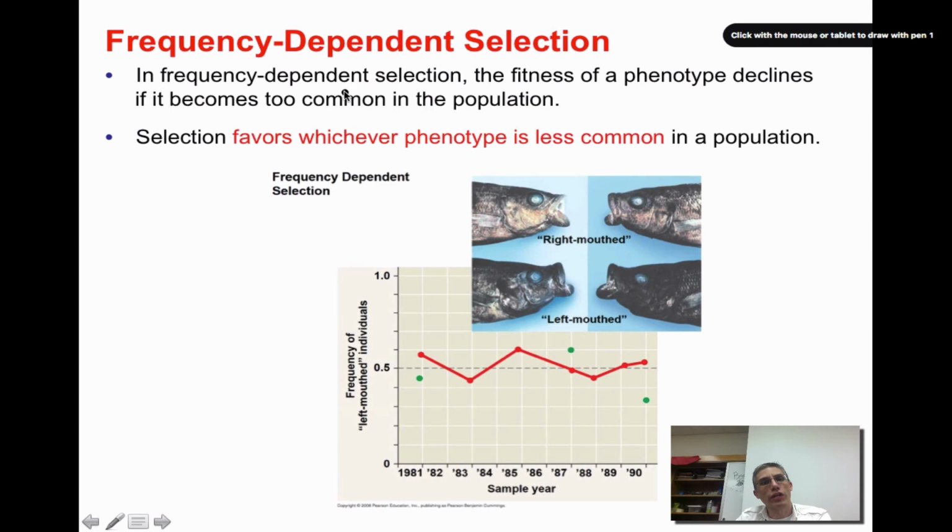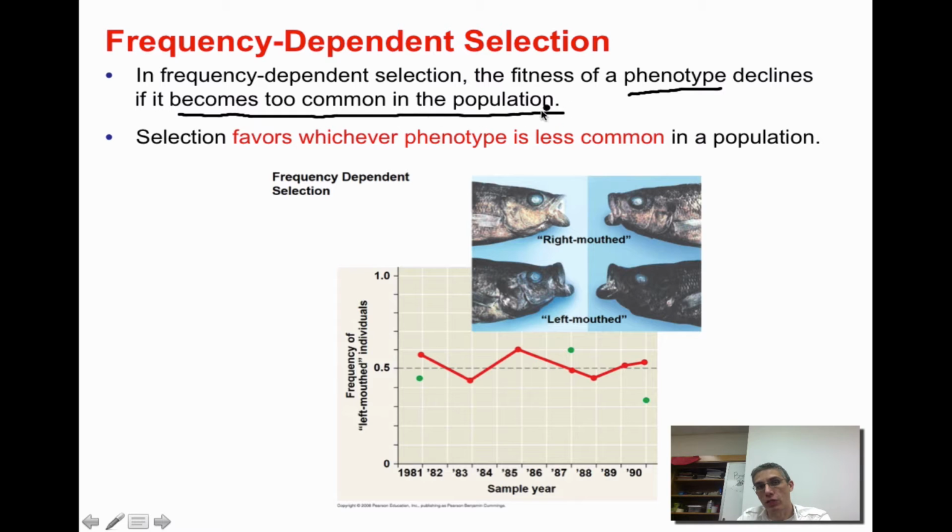Now, another thing to think about when you're talking about natural selection is something called frequency-dependent selection. In frequency-dependent selection, the fitness of the phenotype declines if it becomes too common in the population. In other words, selection is going to favor the phenotype that is less common in a population. So here we have a couple of examples of fish. These are considered right-mouthed. These are considered left-mouthed fish.